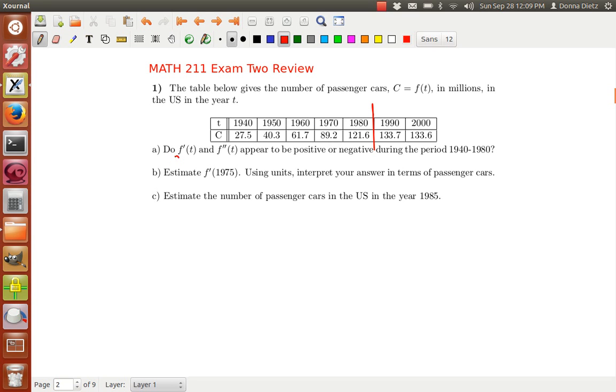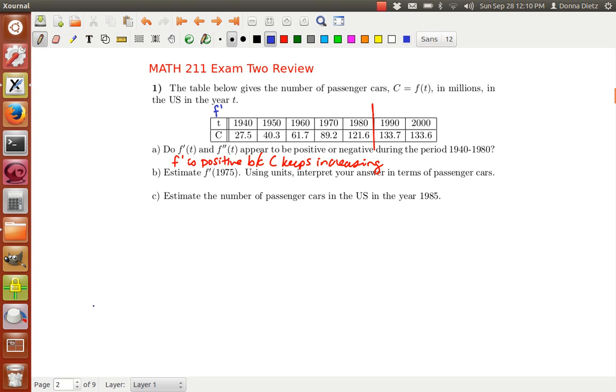Now f prime is easy. That one's positive because C keeps increasing, right? And C is the number of cars, C equals F, so they're the same, two letters for the same thing. Okay, that one's easy. We want to look to see if the second derivative is positive or negative. So if you remember exam 1, we're just going to do these approximations, and for lack of space, I'm going to write F prime above T.